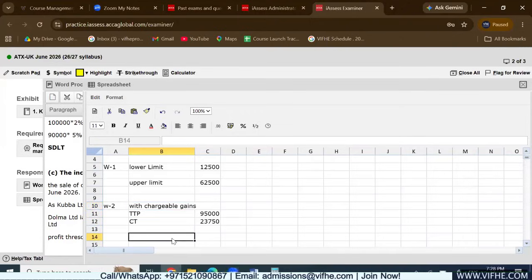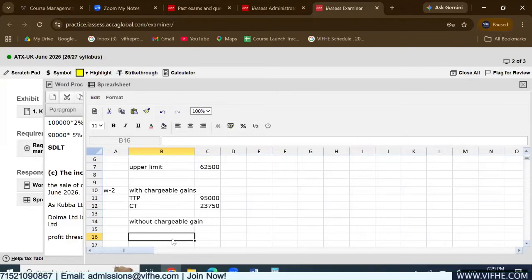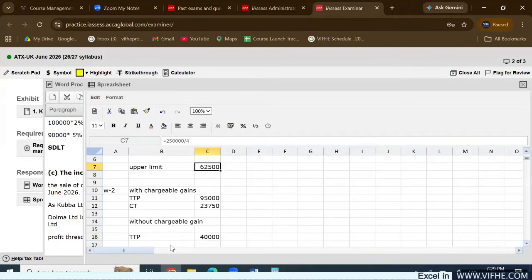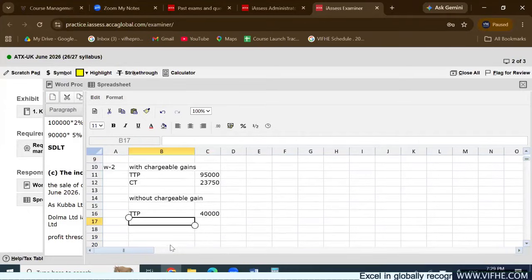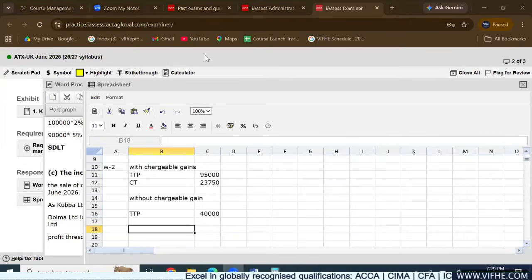Had there been no chargeable gains, there would have been only the trading profit. So the taxable total profit would have been only 40,000 pounds, which would mean that the company will then be falling in the marginal relief area, because the upper limit is 62,500. And their corporation tax liability must have been much different, right? So first of all, we shall be applying the main rate on 40,000.